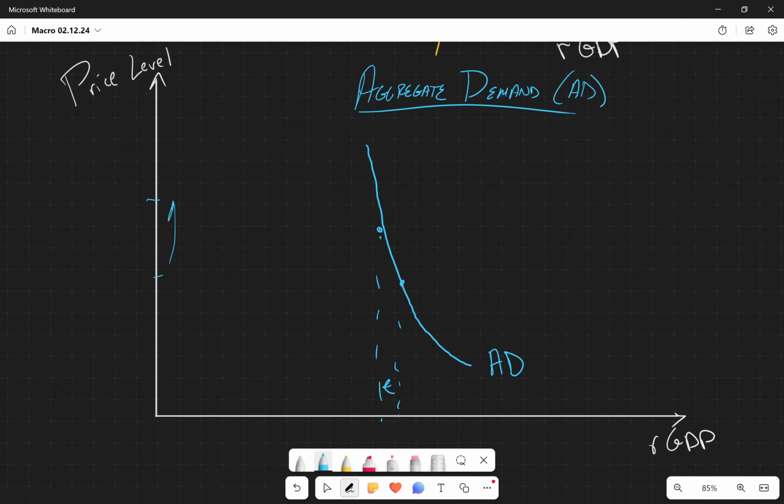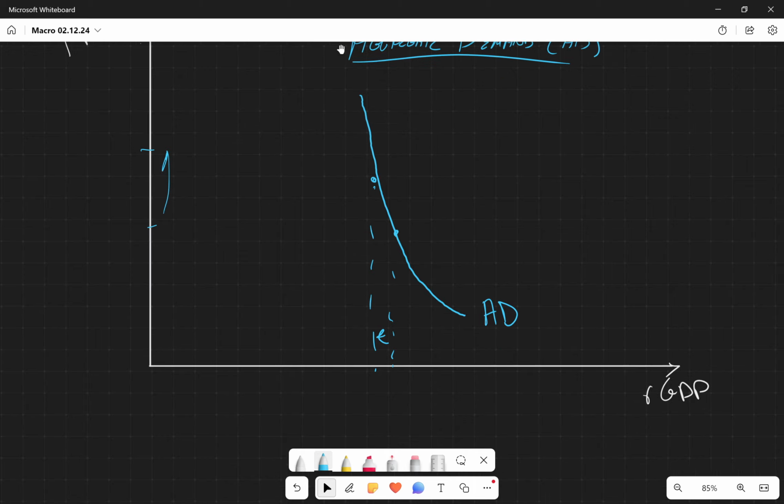So yes, the price level does influence what happens with your GDP, right? If we go from Y1 to Y2 and we go from price level 1 to price level 2, but it's not a ton. So higher prices disincentivize some consumption, but not a ton.